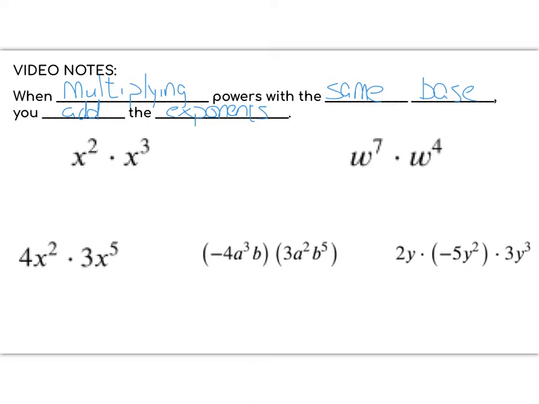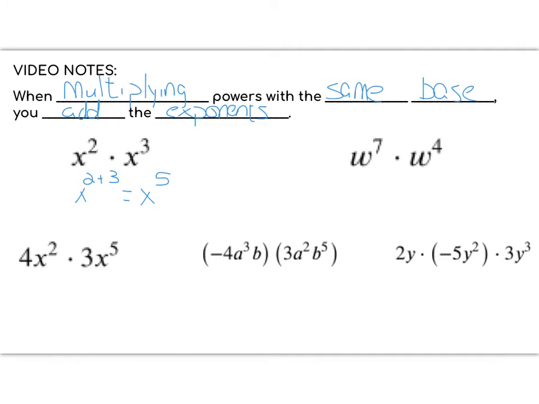So I see that I have x squared times x to the 3rd power. I can expand this. I can write 2 x's and then I can write 3 x's. Well, that would give me 5 x's total that I am multiplying together. So this is x to the 2 plus 3, which is x to the 5th power. So I have the same base, I'm multiplying, I add the exponents.